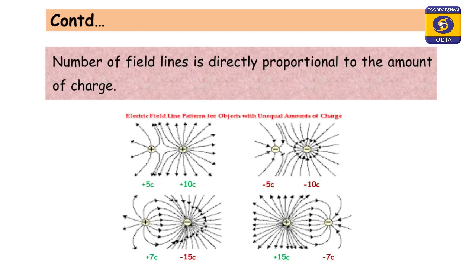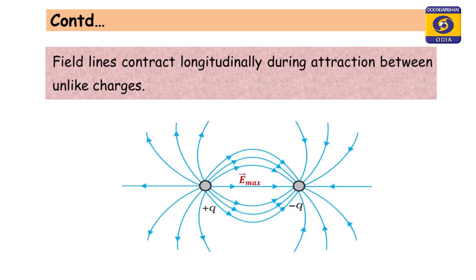The next one, number of field lines is directly proportional to the amount of charge. That means, the more the charge, the more the field lines. You can see that for plus 10 coulomb charge field lines are more than for plus 5 coulomb charge. Field lines contract longitudinally during attraction between unlike charges. You are seeing the picture that in case of dipole or between unlike charges, field lines are contracted lengthwise, that is, longitudinally means lengthwise like a rubber sheet.